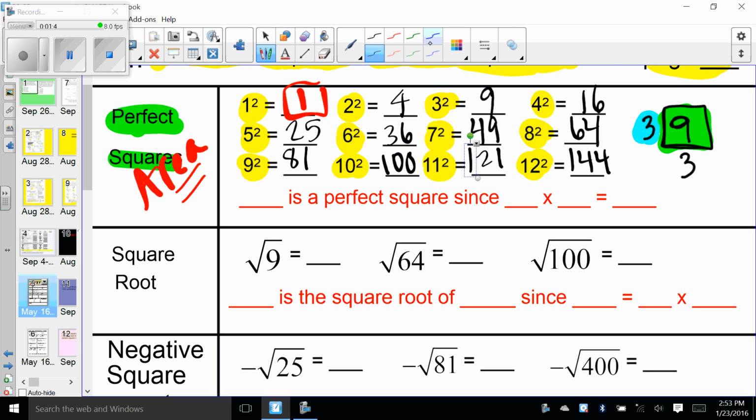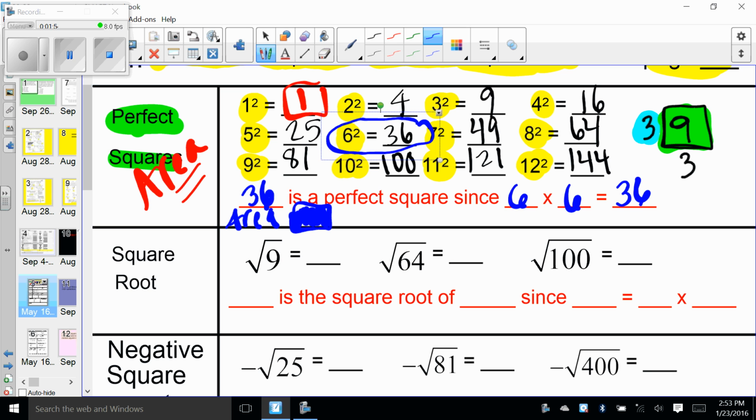So if we just grab one of these out of here, let's say this one, we would say that 36, which is the area of the square, is perfect because it comes from a 6 by 6 square, because 6 times 6 has the area of 36. So what we're going to do today, as I mentioned, is talk about perfect squares, and how you find a square root from the perfect square. So everything is coming from the word square, and it really does mean the shape of a square.